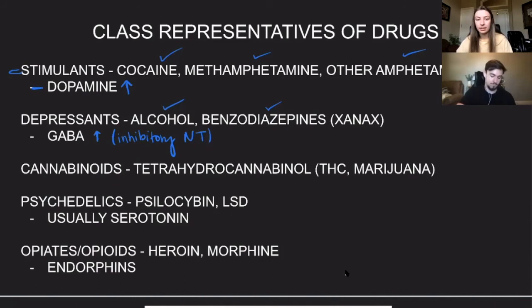Cannabinoids, these are not highly tested, but that would be basically THC, marijuana, those kinds of things. The way that cannabinoids work is it's a big mix of neurotransmitters. It's got a little bit of everything. And so they don't normally ask you about neurotransmitters when they're talking about cannabinoids. Honestly, I don't think I've ever picked cannabinoids as an answer on an MCAT.